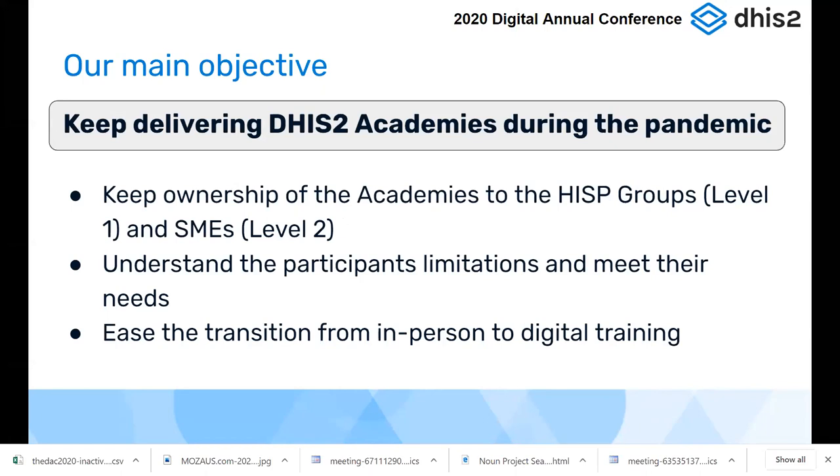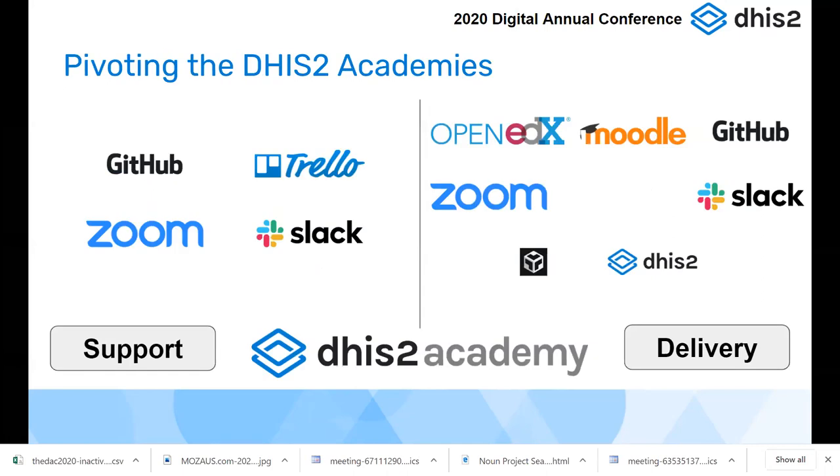First, we wanted to keep our structure in place, meaning that we wanted the HISP groups to have the ownership of their level one academies and the subject matter experts to keep the ownership of the level two academies. We needed to understand the participant limitations in terms of time to be spent online and connectivity, and meet their needs in terms of when it would better suit them and how long an academy could last. Alice went through that. And from a HISP SA perspective, we wanted to ease the transition from in-person to digital training.